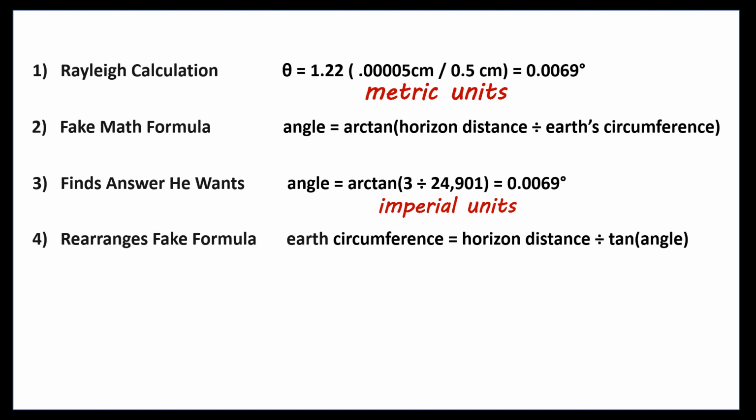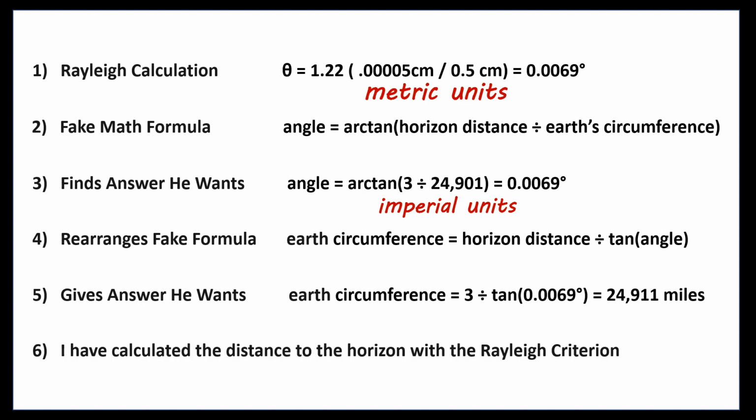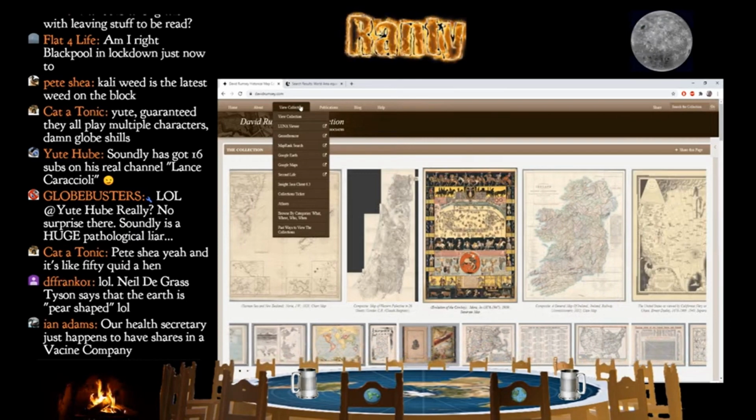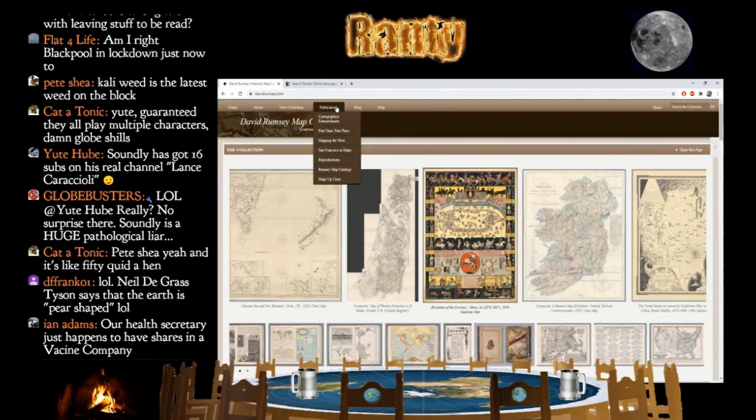Then he rearranges his fake formula so the Earth's circumference is equal to the horizon distance divided by the tangent of the angle. And of course, this gives him the answer that he wants, the circumference of the Earth. And finally, he thinks he is a math genius who has calculated the distance to the horizon with the Rayleigh Criterion. And in conclusion, this is based on visible wavelength of light. This is why I think the hijacking of our vision has been taking place.